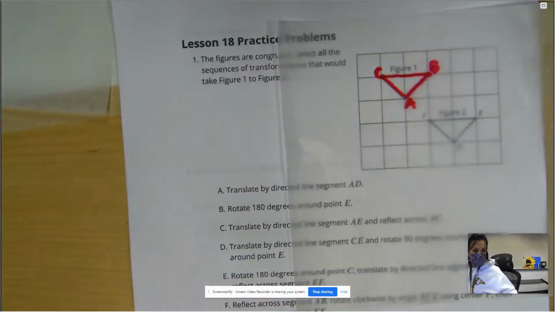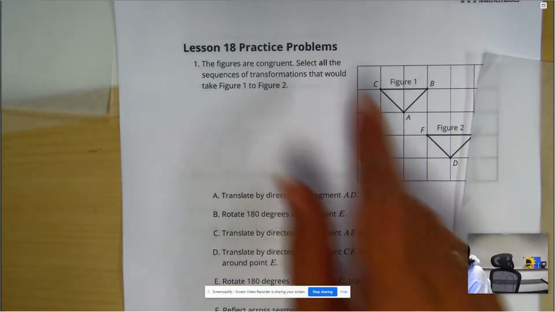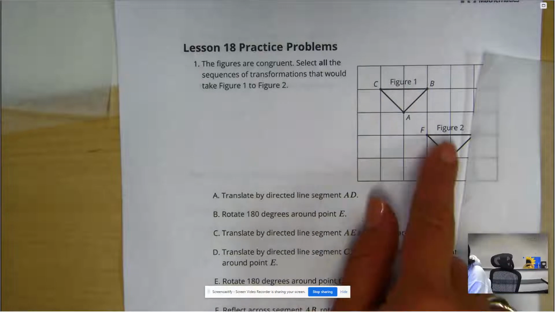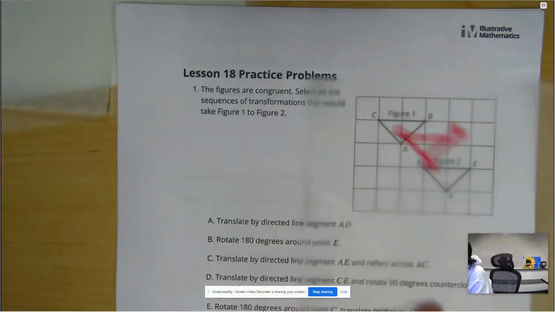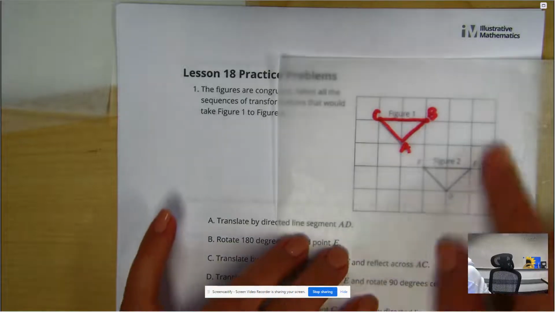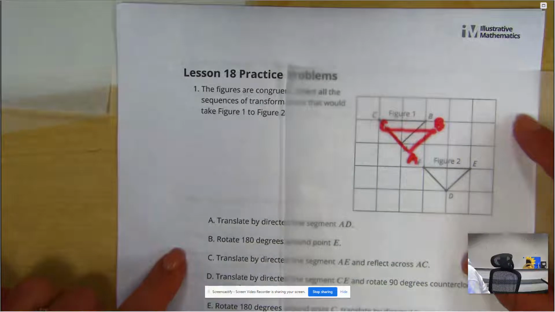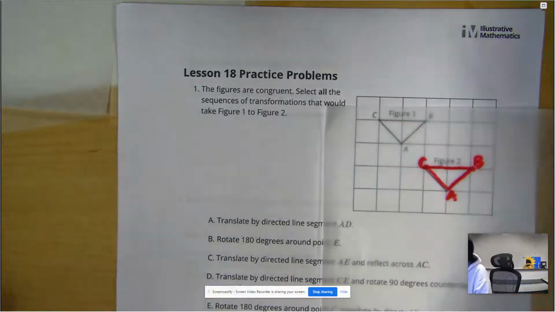I'm going to do the selected lesson 18 practice problems. Here we go. Number 1, the figures are congruent. Select all the transformations that would take figure 1 to figure 2. So I've got some tracing paper. Letter A says translate by directed line segment AB. I'm going to translate from here to here. That seems to work.